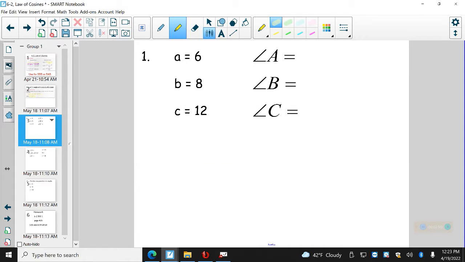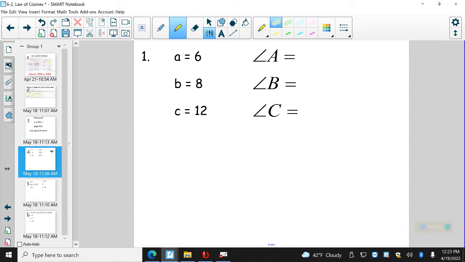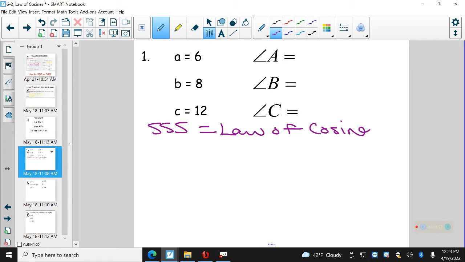Now, let's do number 1 out of tonight's homework. I'm going to do number 1 for you right now. Okay? So out of tonight's homework, you have to find all 3 angles and all 3 sides. What did they give you? They gave you all 3 sides. So since they gave you all 3 sides, you know that this is a side, side, side problem, which means it's the law of cosines. Does that make sense? That's the given information. So it is a side, side, side triangle.